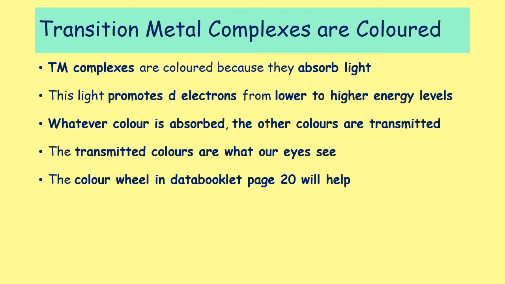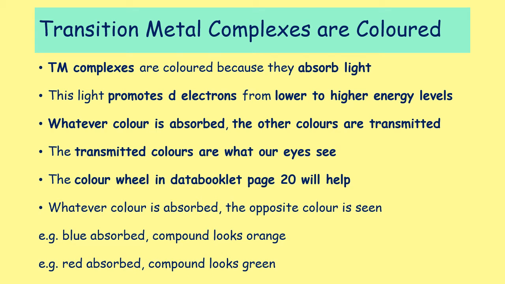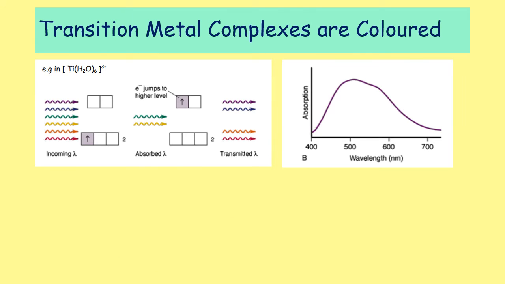And so when it comes to finding out what colour a transition metal complex is, you will need to use the data booklet on page 20, but you're going to need to use it differently to how you were using it previously. So remember, whatever colour is absorbed, the opposite colour is seen. So for example, if blue is the colour that's absorbed, opposite on the wheel is orange, and so that's what colour the compound will look. If red is absorbed, then the compound looks green. So here it is explained in a bit more detail.